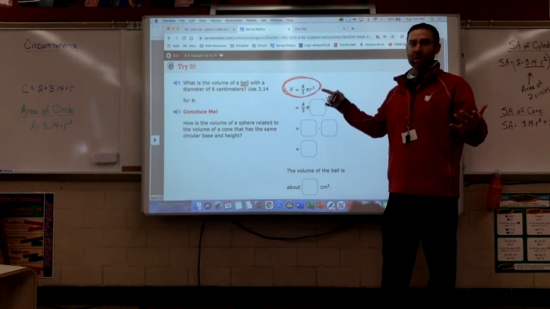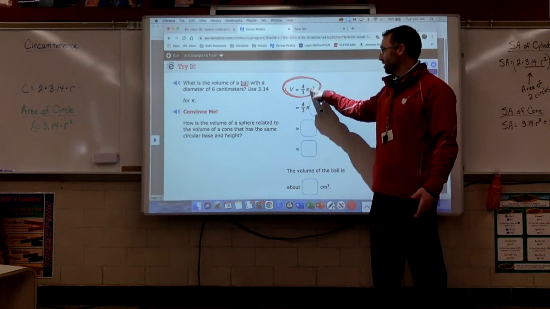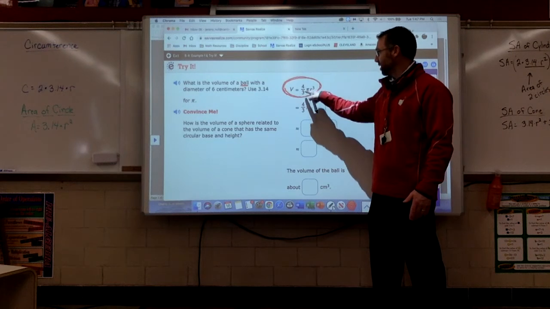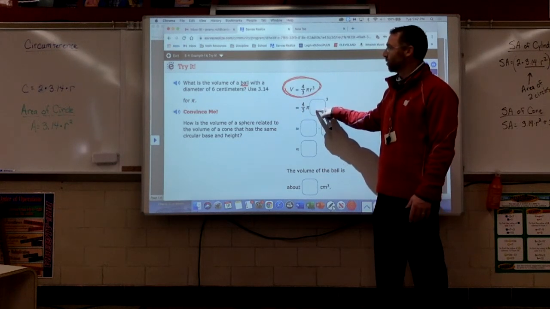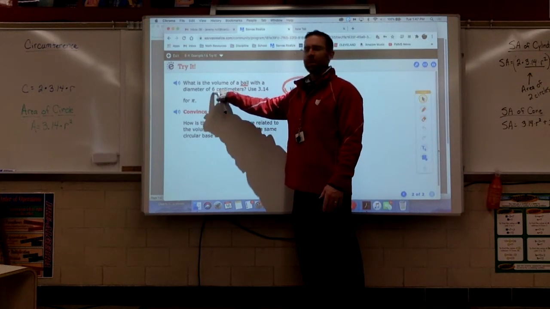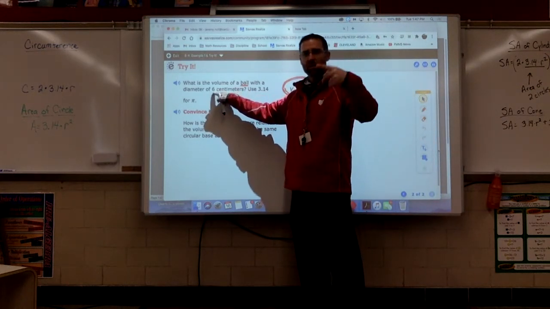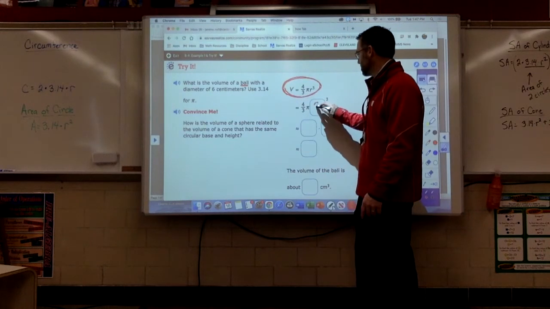So technically, all we need to find volume of a sphere is the radius. We just got to plug it in there because we know 4/3, we know pi, we need to know r. Here we go. The diameter is 6. You guys know this. Radius is half of the diameter, so that means this is 3.